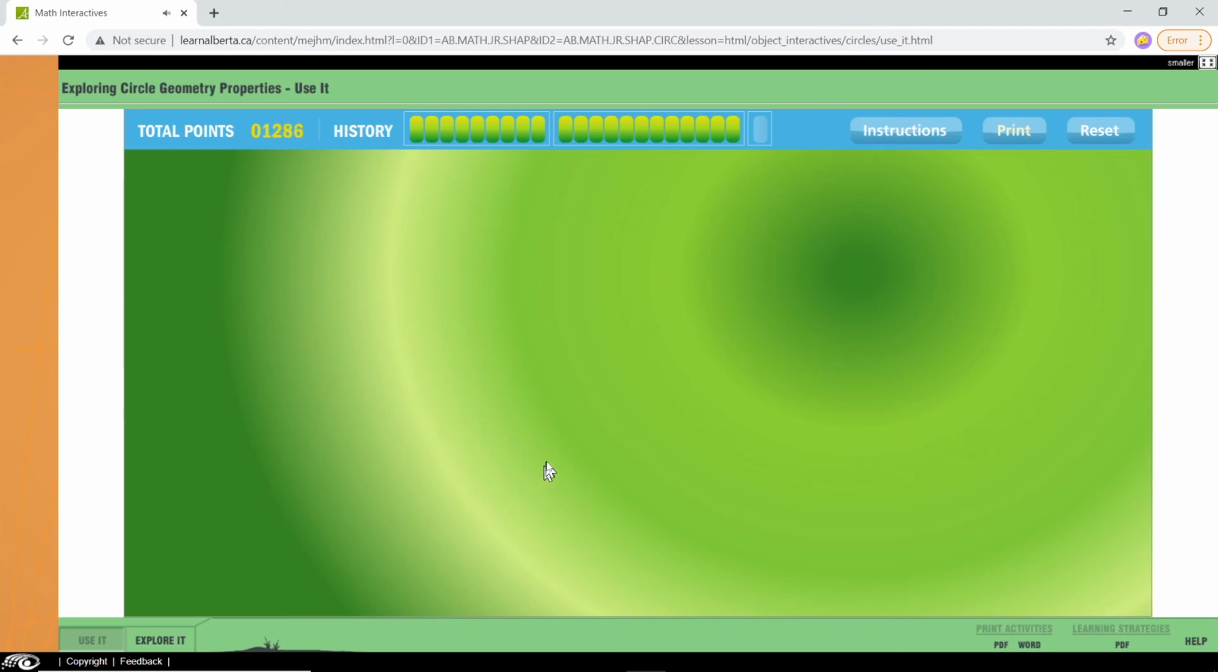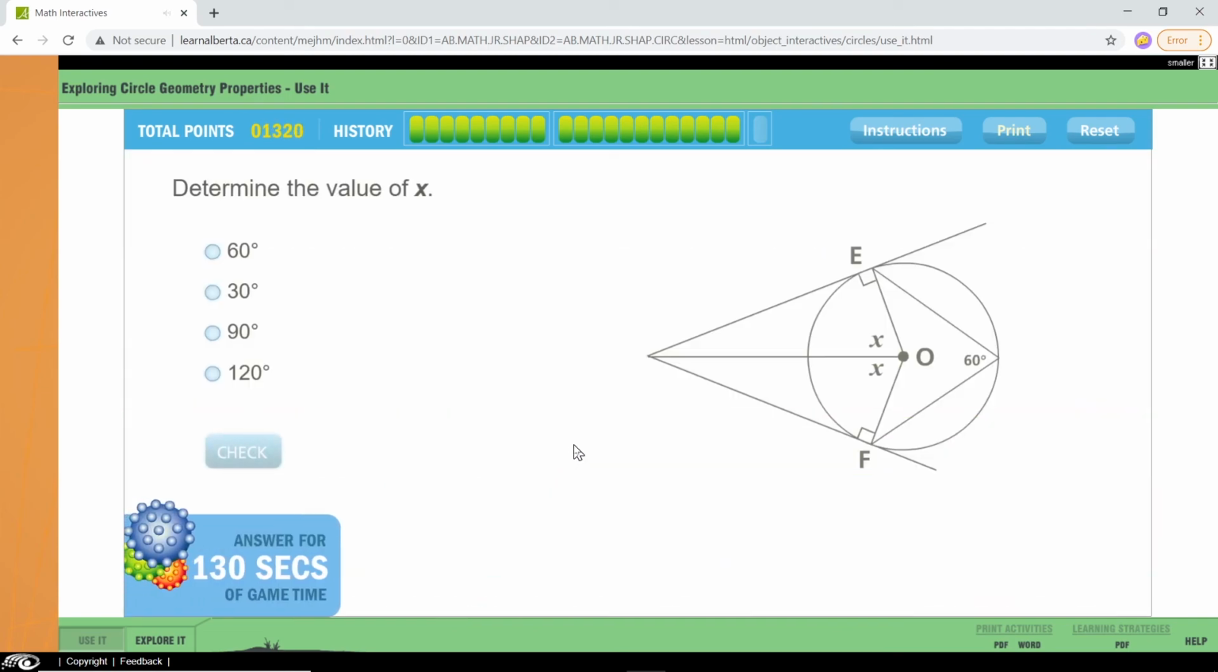Okay, one more question. Is it the hardest? Okay, so as you can see, this angle is the central angle, and this is the inscribed angle. Therefore, the central angle is twice the inscribed angle. Therefore, this angle is 120. And since it is cut in half, x is equal to 60 degrees.